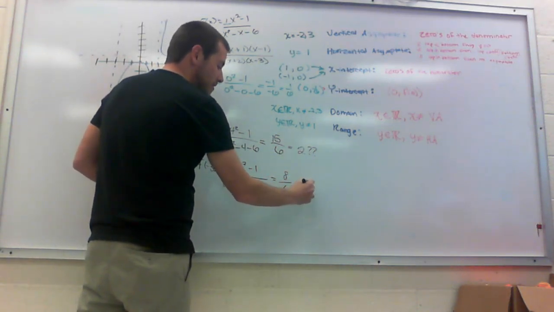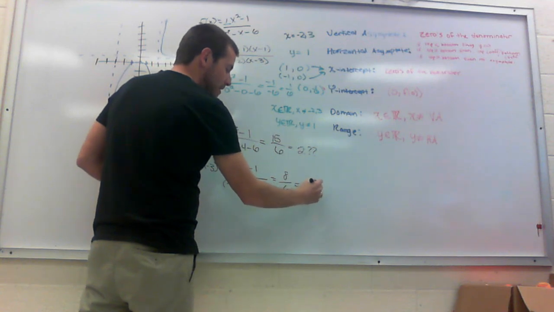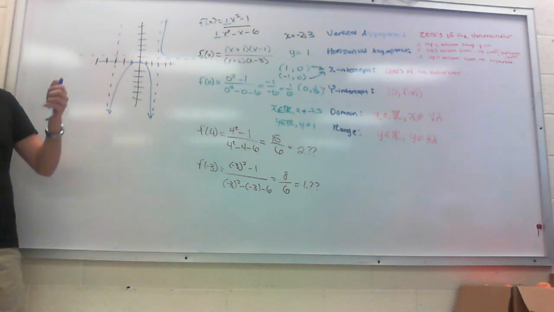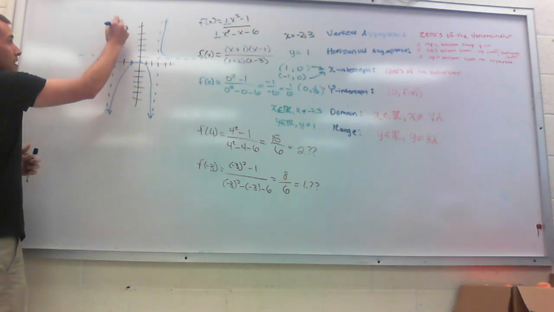And just roughly, that looks like it's going to be like 1 point something. I know it's between 1 and 2, which tells me I do know it's above, and so I can go ahead and draw this function out.